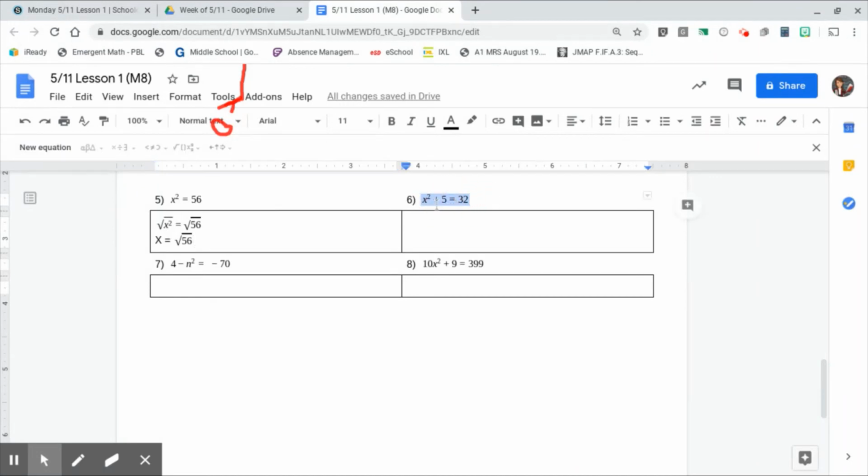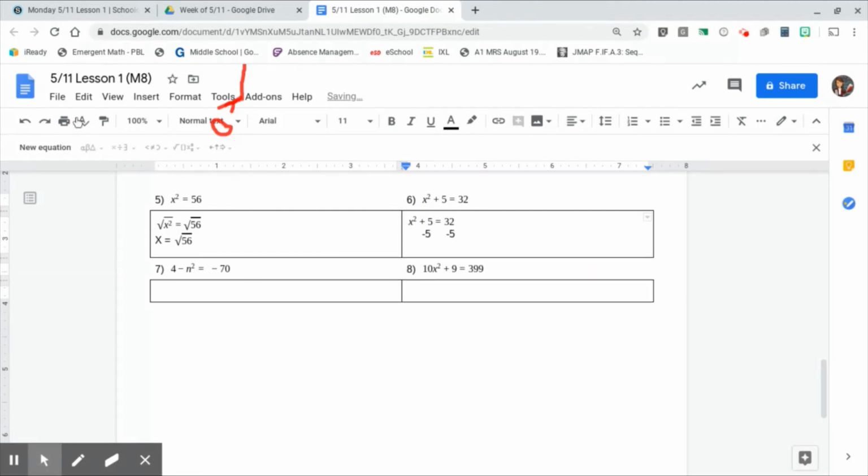I'm going to copy and paste. Okay, we would normally draw our line down that equal sign. Nothing to combine or distribute on either side of these equal signs. So my first step is always to take care of what's being added or subtracted. So I'm going to subtract 5 from both sides. And I'm left with x squared equals, and 32 minus 5 is 27.